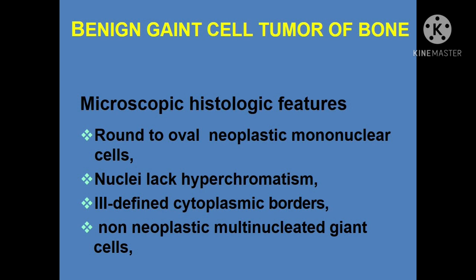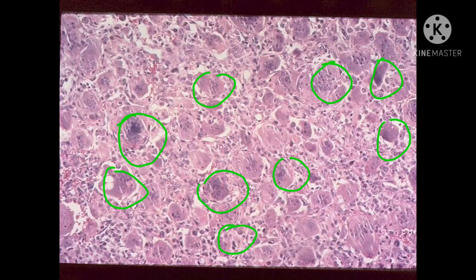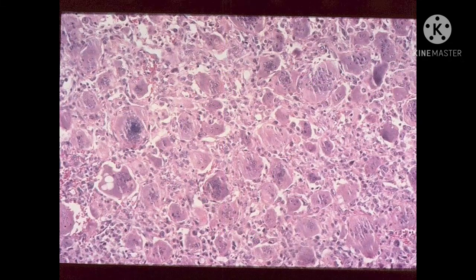And in between the giant cells, you are seeing some single nuclei, mononuclear, round to oval cells. These are the actual tumor cells. As a reaction to this tumor, our body will try to produce many giant cells. That's why it is called giant cell tumor. But these giant cells are just a reaction to tumor cells, they are produced by our body. So they are non-neoplastic. The neoplastic component is this thing, round to oval mononuclear cells, which are there in between these giant cells.